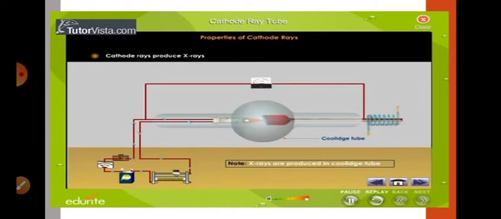They produce X-rays, and you may see, students, that they can produce X-rays when they strike an anode, particularly one with a large atomic mass. The anode is made of any large atomic mass metal.